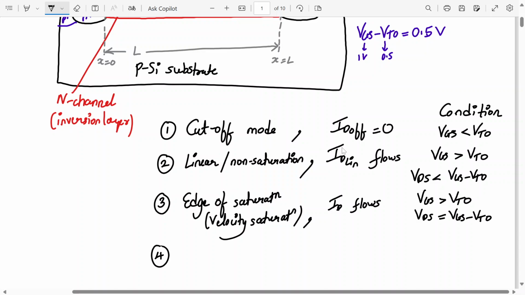And the fourth region of operation was beyond saturation. So in beyond saturation what happens? ID sat flows, the ID current saturates. So it's almost independent of the supply voltage. So VGS is greater than VTO. What is the second condition?